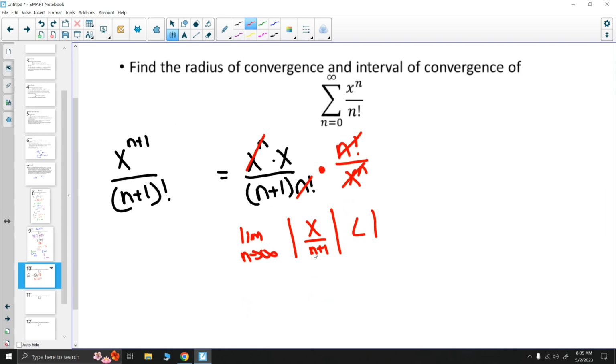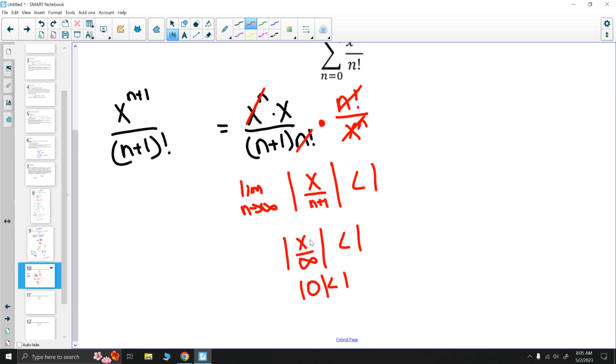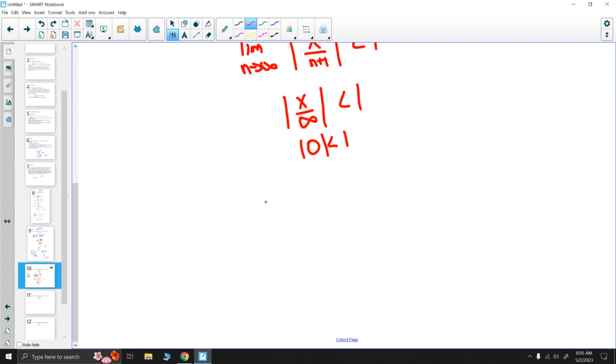Well, at infinity, we have the absolute value of x over infinity, which is less than 1. So which values will this lead to being less than 1? Well, all values of x. If I plug a value in for x, it will be a constant over infinity, and thus it will be 0. When is 0 less than 1? Always. So here, our interval of convergence is from negative infinity to infinity, and our radius of convergence is infinity.